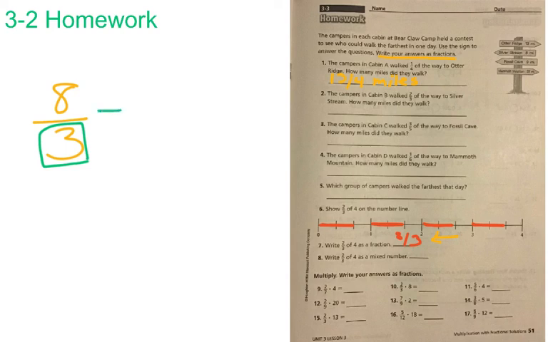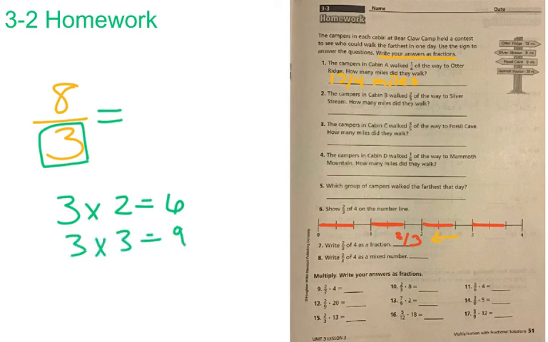And I need to ask myself, how many times can 3 go into 8 without going over? Well, I know that 3 times 2 is equal to 6. And 3 times 3 is equal to 9. So 3 times 3 won't work because 9 is larger than 8. So it's going to be 2. 3 times 2 is equal to 6. That 2 that I'm multiplying 3 by becomes my whole number.